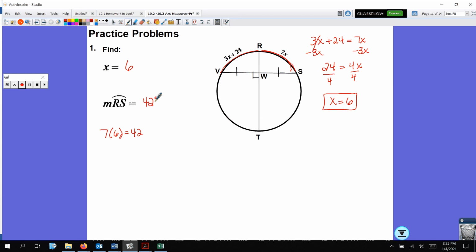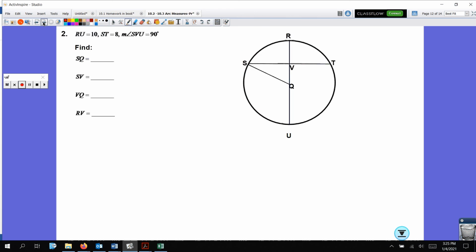All right, for this next example, please make sure you copy this down and pay attention because it is on the test and I've seen so many people make silly mistakes. First off, here are our facts. Let's label all the facts. RU is 10. That's the diameter. Okay, we know that whole thing is 10, and we know that Q is the center of the circle.